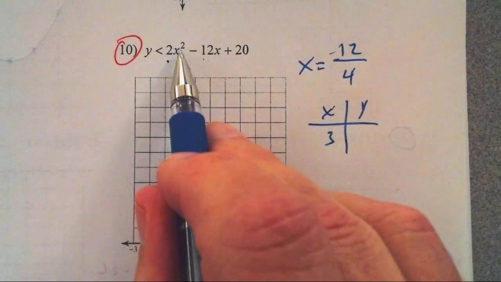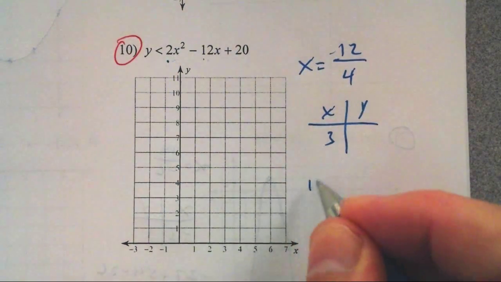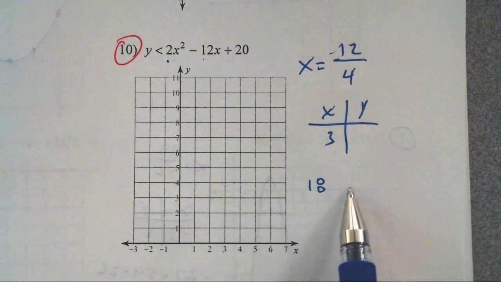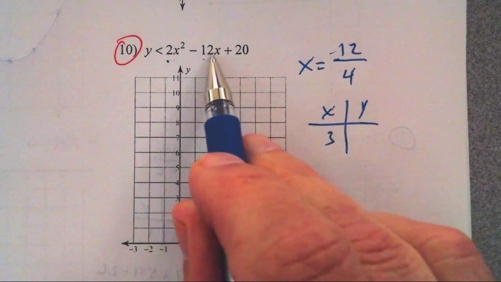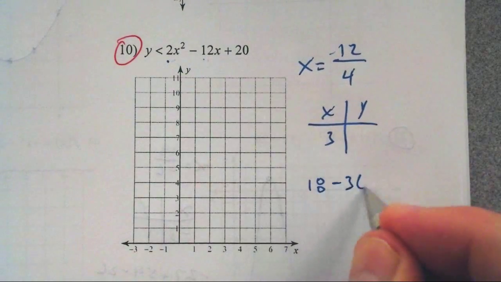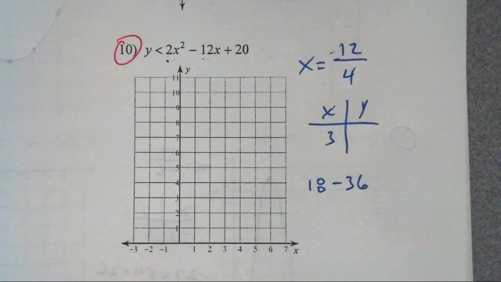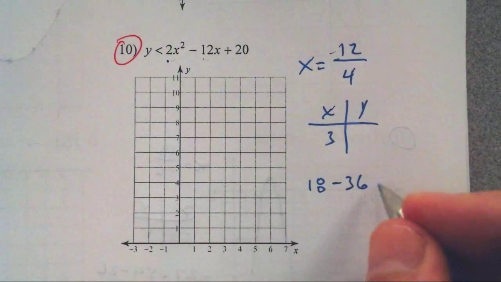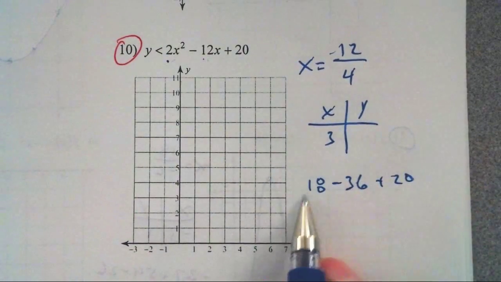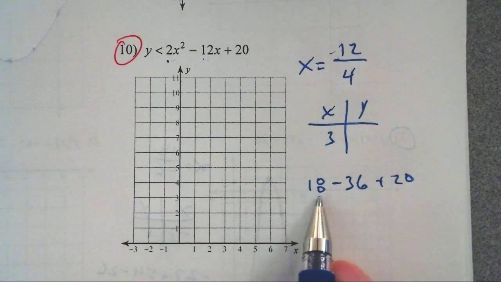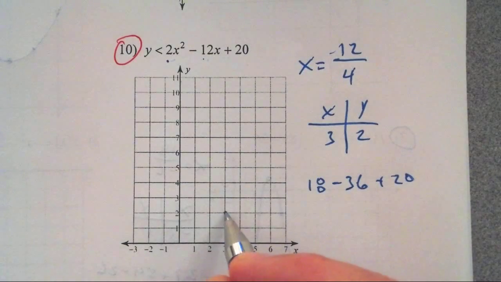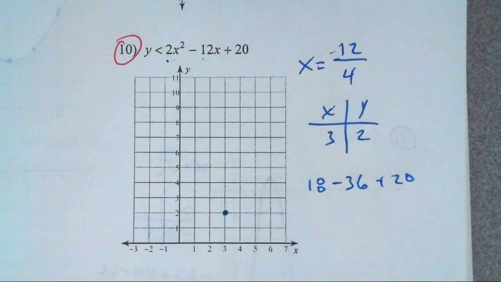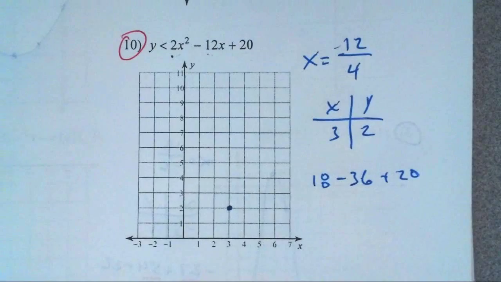So X is 3. I get 9 times 2, 18, which means this next one better be -36. Double and opposite. I get -12 times 3, -36. Another place where we can be reassured. Got that? And then plus 20. So when I combine these, I'm just going to get negative 18 plus 20, so 2. So 3, 2 is a point on this graph. I'm just going to put dots, not connecting lines yet.